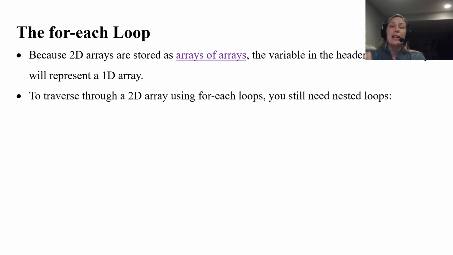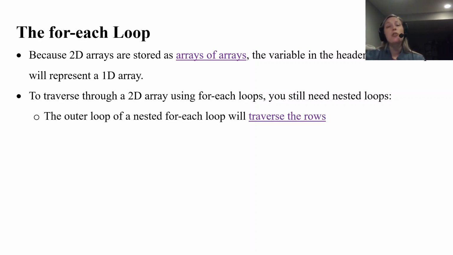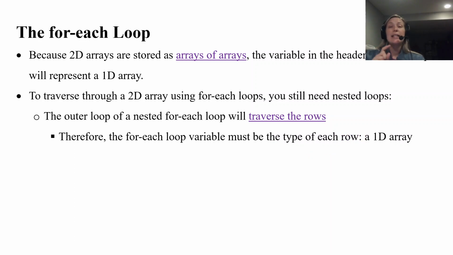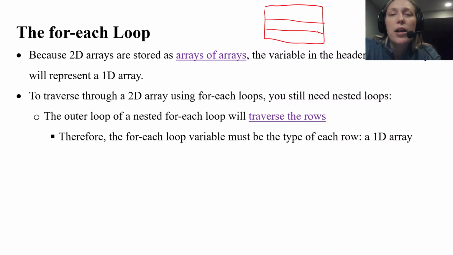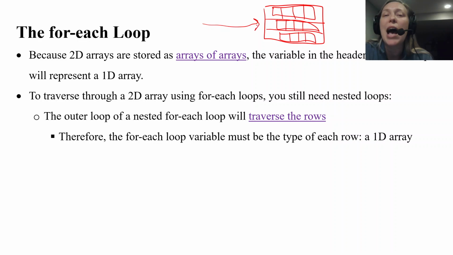So you'll still use nested loops, but this time the outer loop will traverse through the rows, and it does this by defining a one-dimensional array. Okay, so remember visually we said Java stores arrays like this. These are supposed to be nested, an array of arrays. So we have this outer array and then we have this inner array. So the outer array is actually a one-dimensional array, and then in that one-dimensional array we place other little tiny one-dimensional arrays. Okay, that's how Java thinks about it.